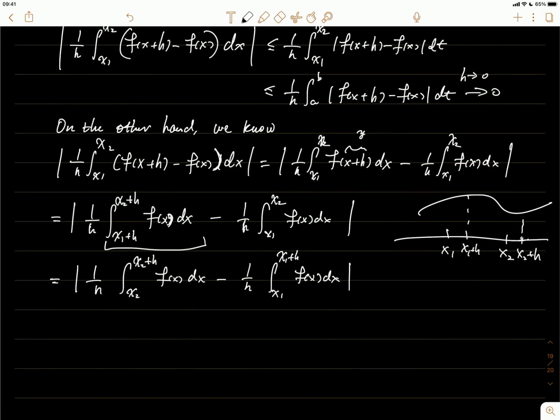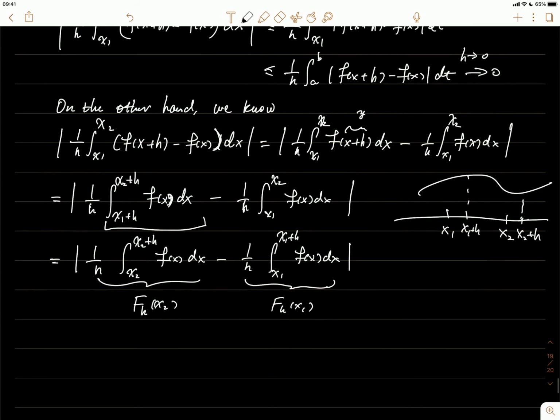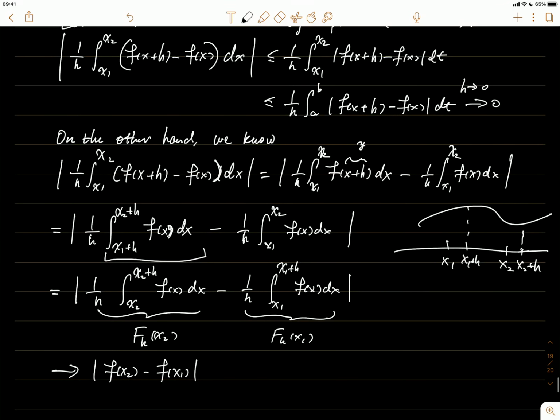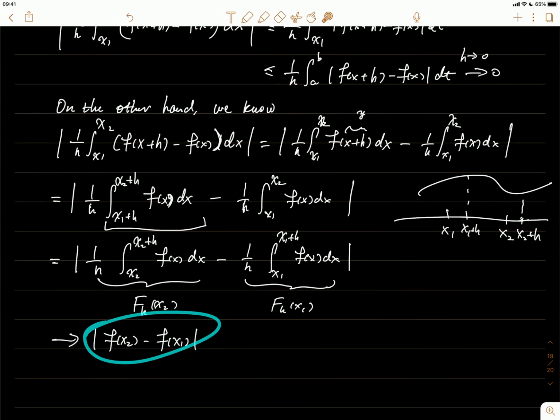Okay, so remember that this is like the f of x2 plus h, and this is like the f of x1 plus h. And we know that as h goes to 0, this goes to f of x2 minus f of x1. So on the one hand, we know that this integral goes to 0. On the other hand, we know that the integral goes to this. So that means this thing is just equal to 0.